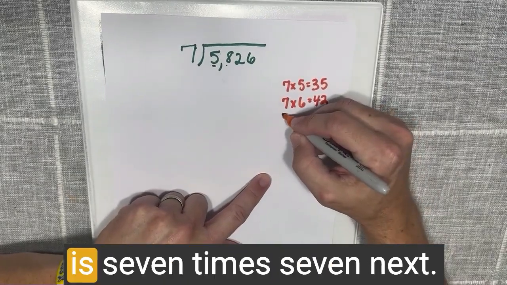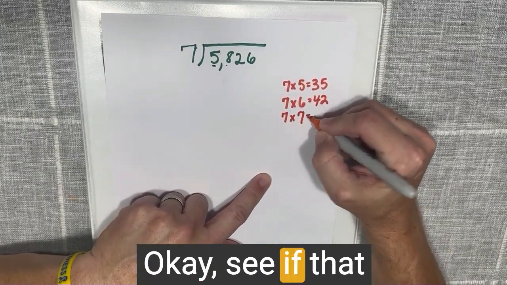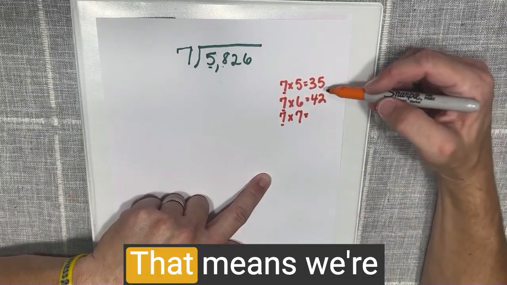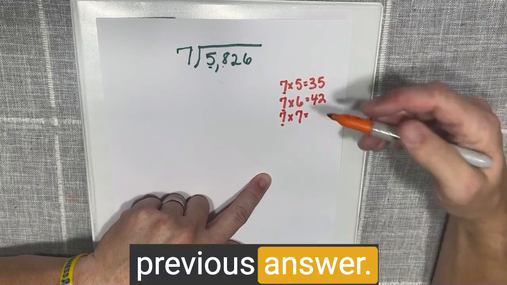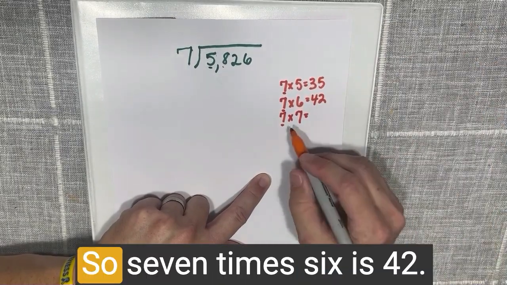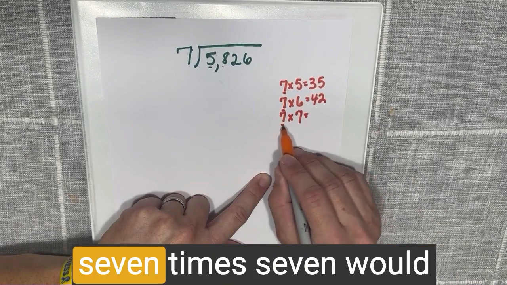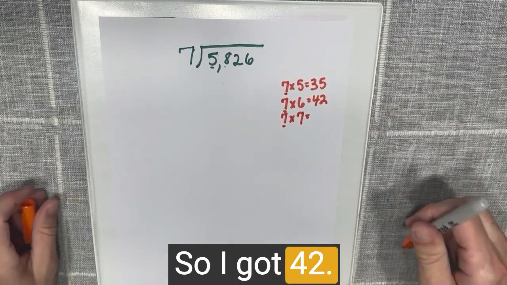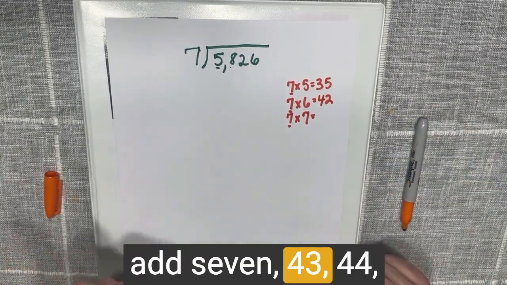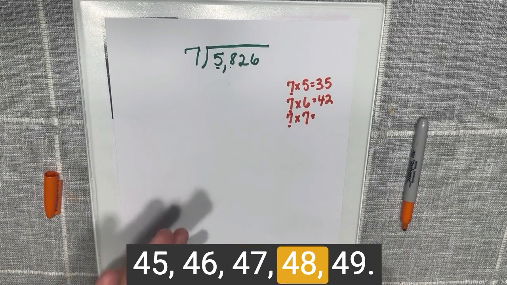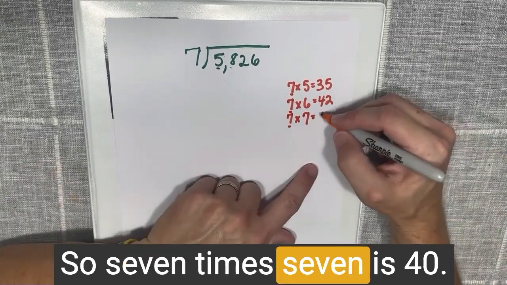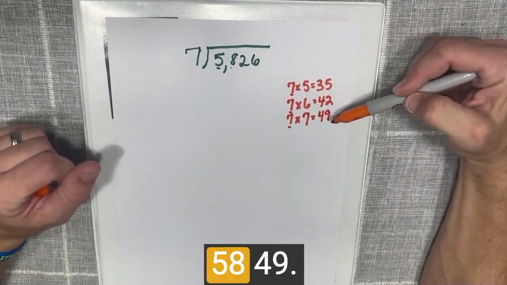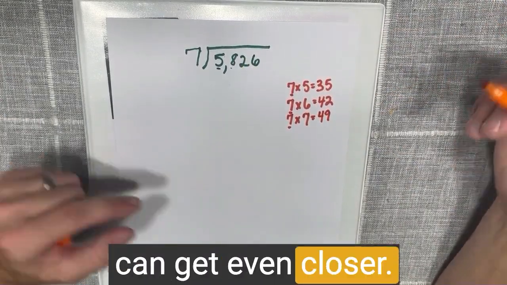So we're going to do 7 times 7 next. See if that gets us closer. Now remember, you see how we're just multiplying everything by sevens? That means we're adding 7 to our previous answer. So our previous answer was 42. So 7 times 6 is 42. If I want to figure out what 7 times 7 would be, I would just add 7 to that previous answer. So I got 42, so I'm just going to add 7: 43, 44, 45, 46, 47, 48, 49. So 7 times 7 is 49. Now I'm getting closer, but I'm looking here, 58, 49. I think we can get even closer. So I'm going to keep going.